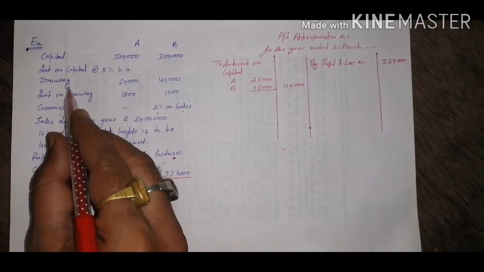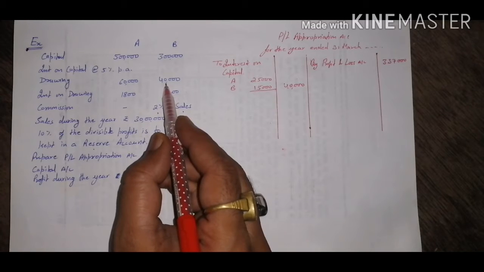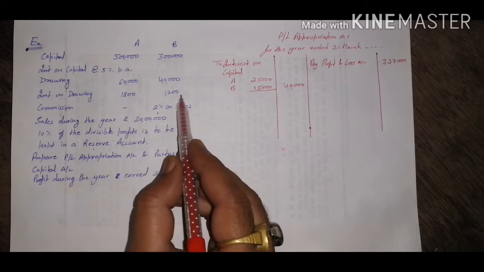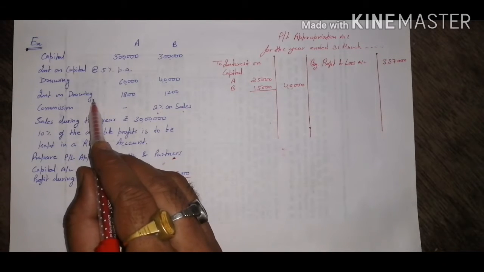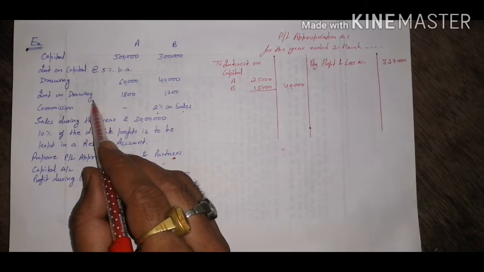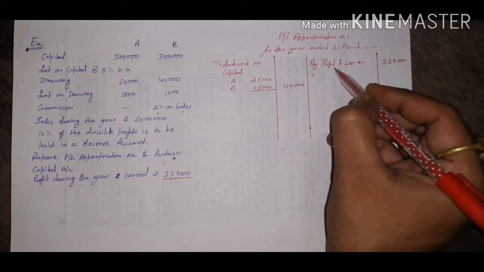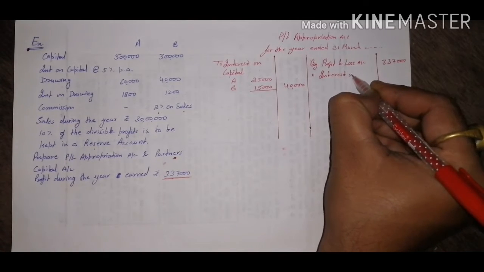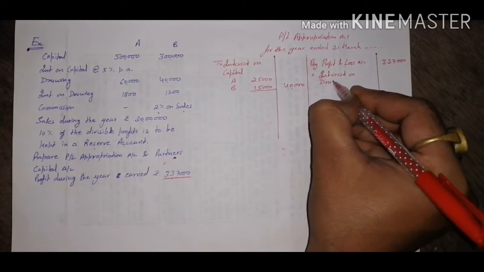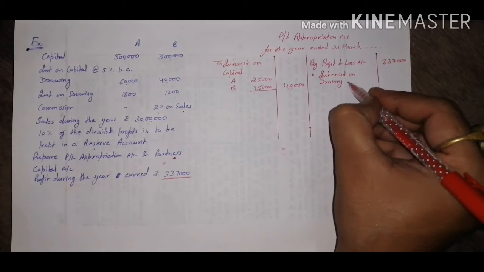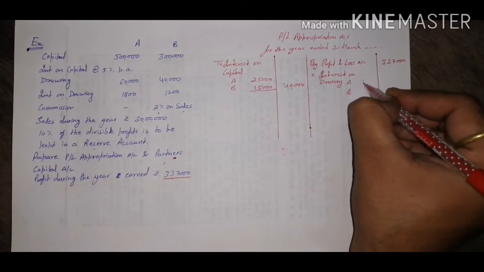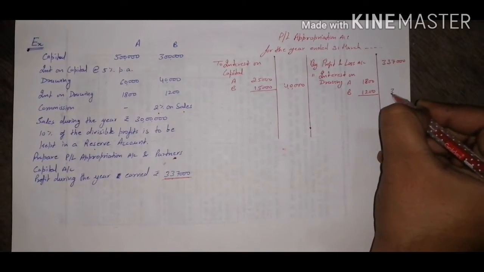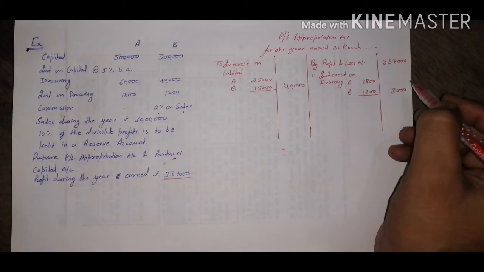Next, drawings during the year, 60,000 and 40,000, are recorded in the partners' capital account. Interest on drawings, A rupees 1,800 and B rupees 1,200, is charged by the firm as a profit and recorded on the credit side. A 1,800, B 1,200. The total amount is 3,000 in the outer column.